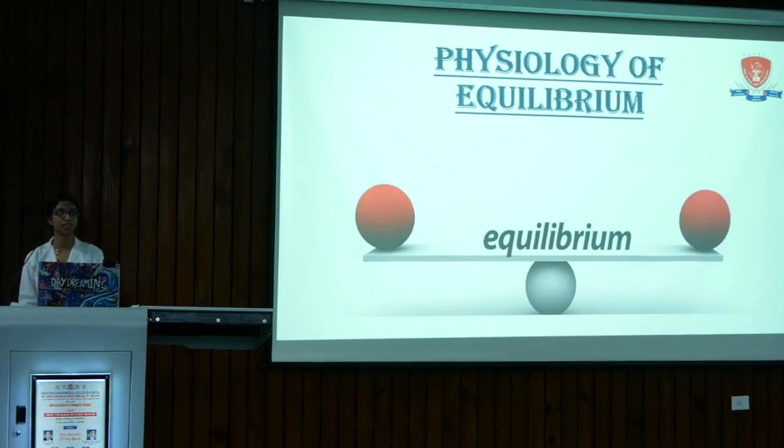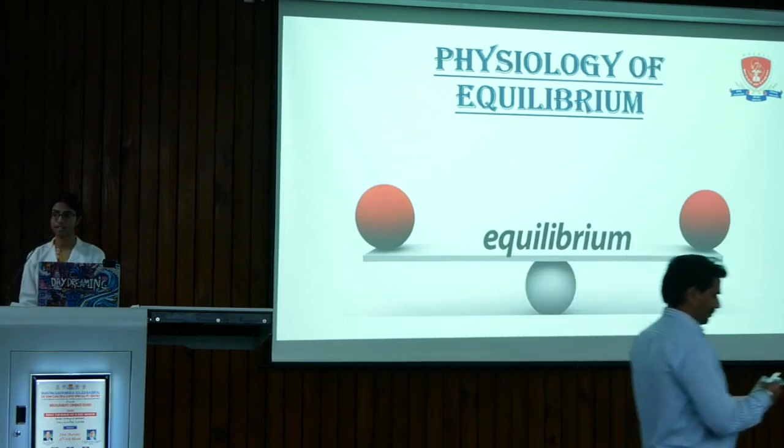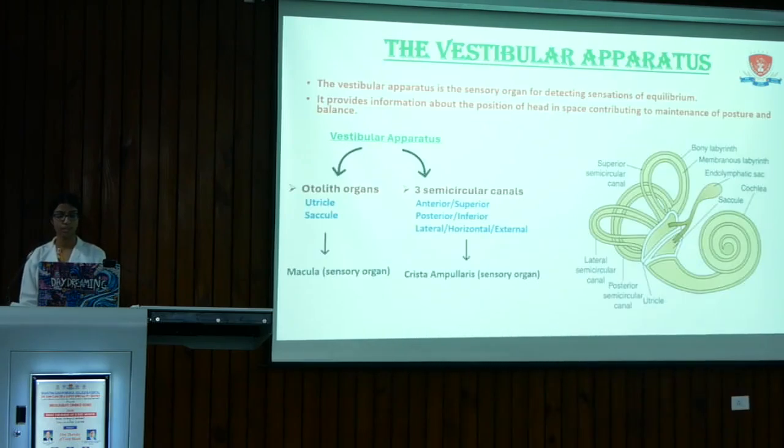Equilibrium is of two types, static and dynamic. Static equilibrium refers to the maintenance of body posture at rest or in response to linear acceleration or retardation, whereas dynamic equilibrium refers to the maintenance of body posture in response to rotational acceleration or retardation. The vestibular apparatus is the sensory organ responsible for detecting sensations of equilibrium.